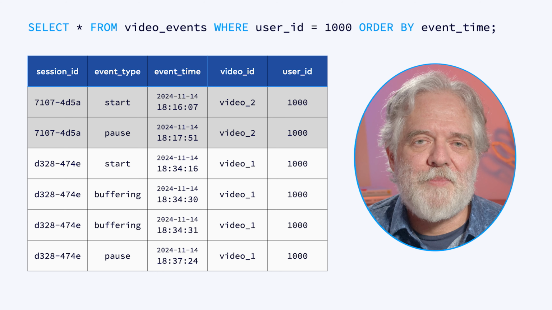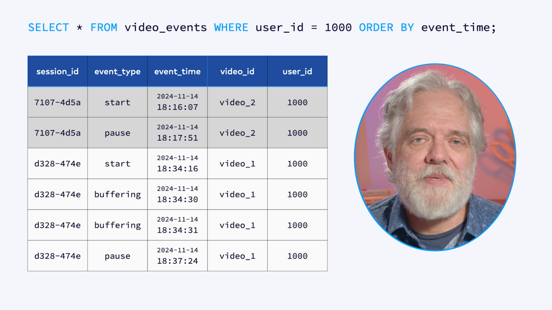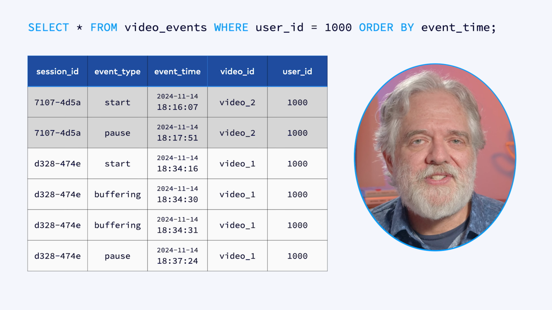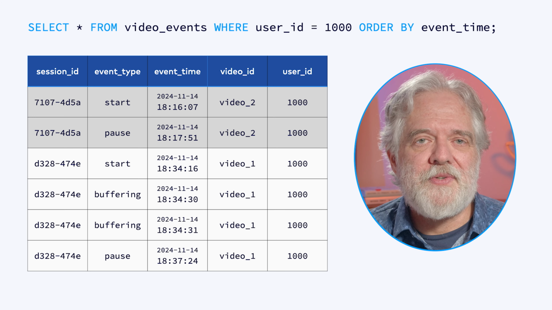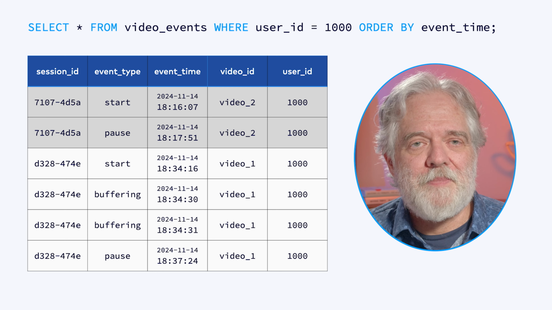Each event in this table belongs to a user and has a session ID. Each session begins with a start event and ends with a pause event. In addition to start and pause events, there is one other event type, and that's a buffering event. These buffering events indicate that the user experienced a hiccup in video playback. The playback device waited for the stream to be rebuffered.